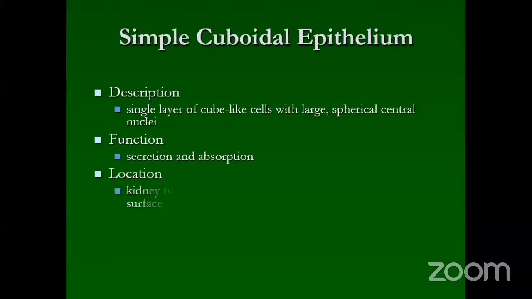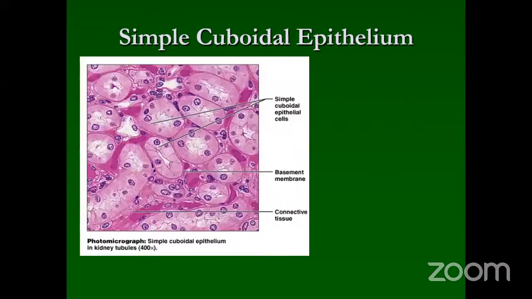The next is simple cuboidal epithelium. So simple means single layer. Then cuboidal means cube-like structure. So it's a single layer of cube-like structures with large spherical central nuclei. And it is mainly functioning for secretion and absorption. They are present in the kidney tubules, then secretory portions of the glands, and also ovary surfaces.